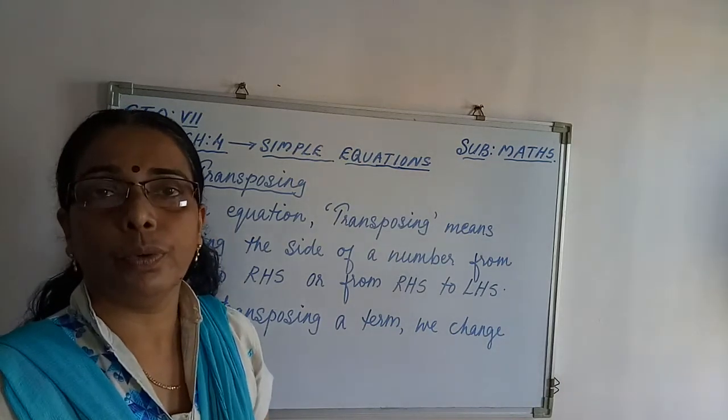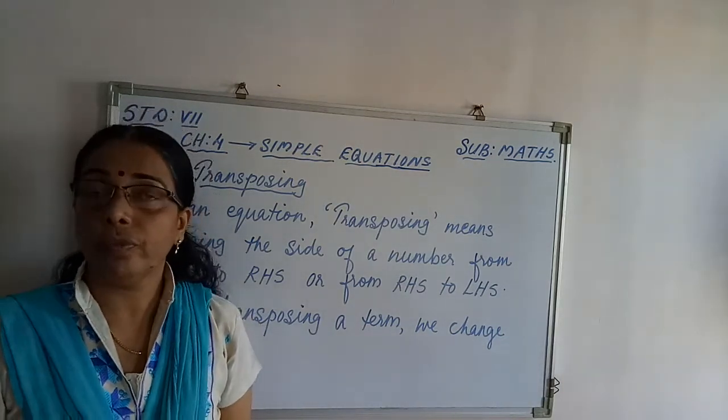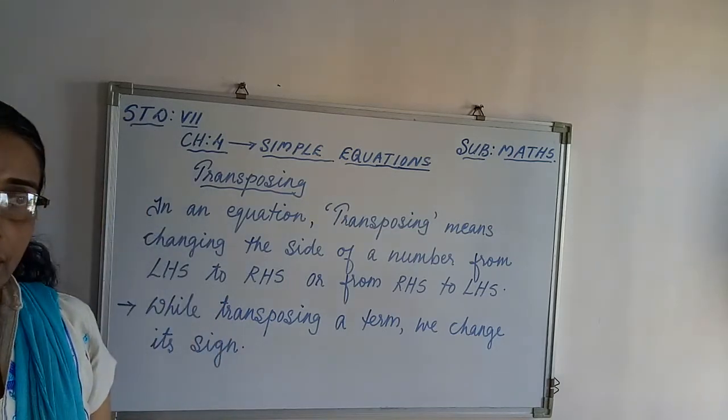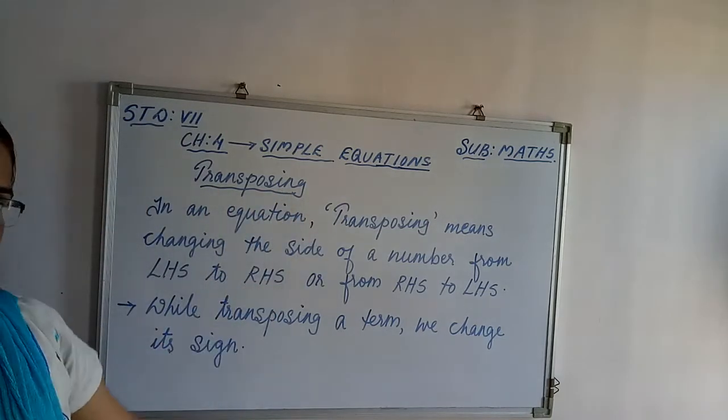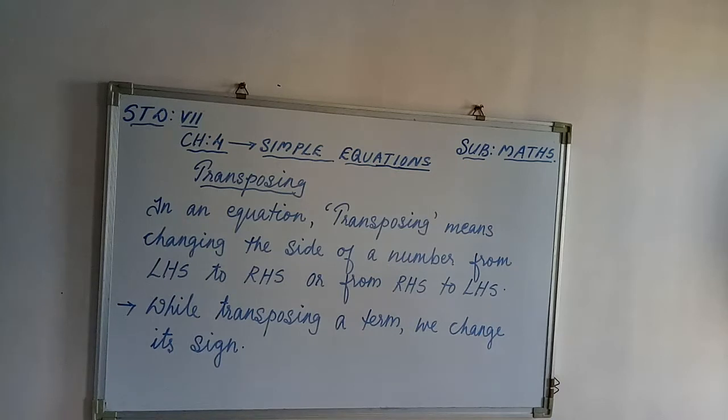Today we are going to learn another method of solving an equation, that is called transposing. What is meant by transposing? In an equation, transposing means changing the side of a number from left hand side to right hand side or from right hand side to left hand side. By doing so, the sign of the number or the term will be changed.